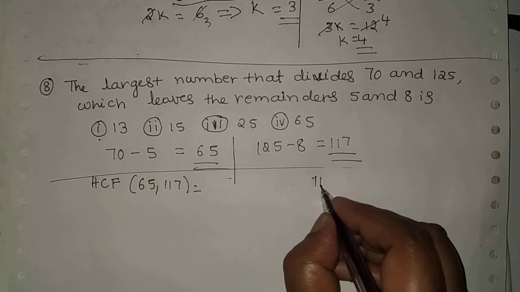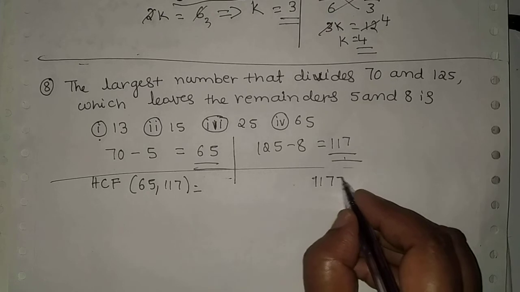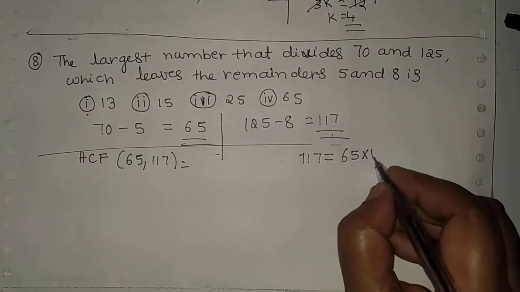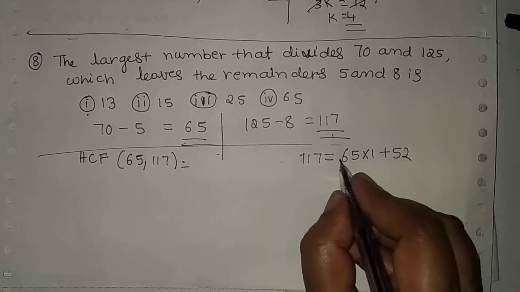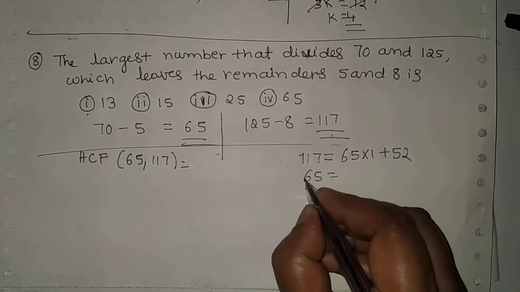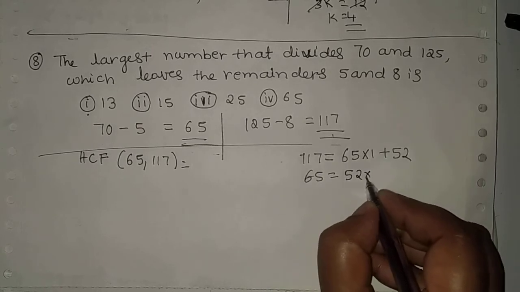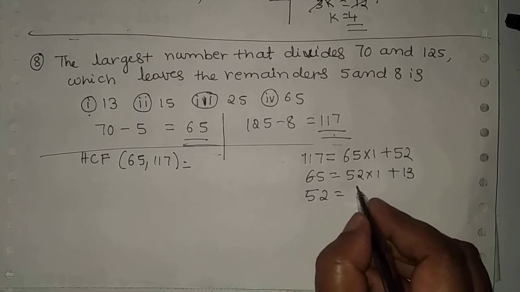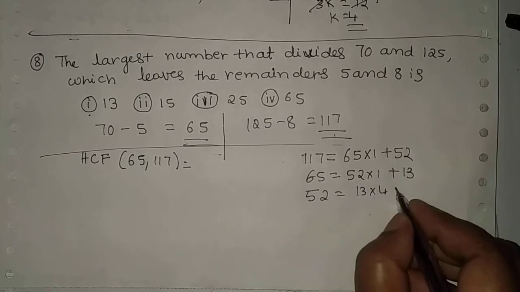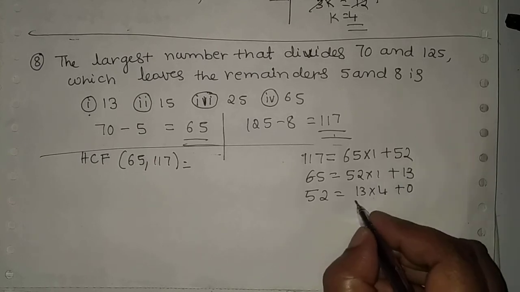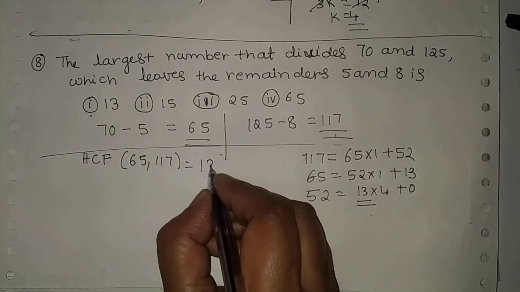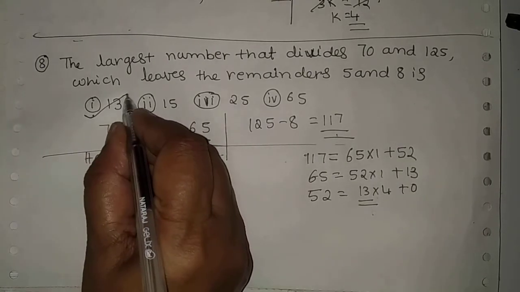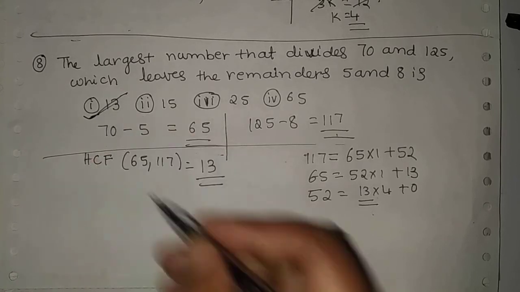So we'll take the largest number first, then 117 is equal to 65 into 1 plus 52. Next we'll take 65 is equal to 52 into 1 plus 13. Therefore 52 is equal to 13 into 4 plus 0. 0 is the remainder, so 13 is the value. So 13 is the answer. So here we take option 1 as the correct answer.